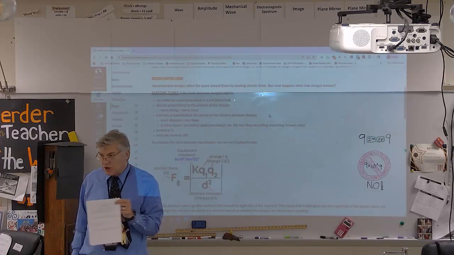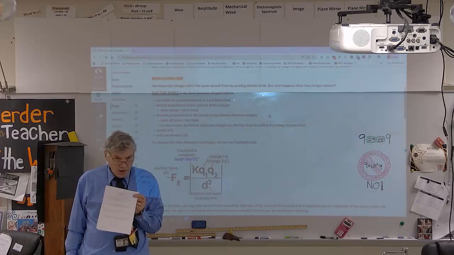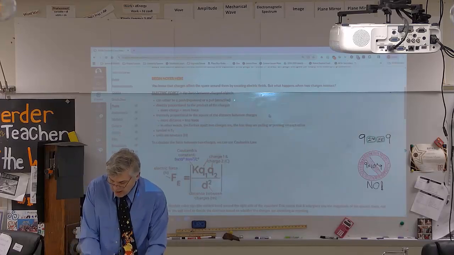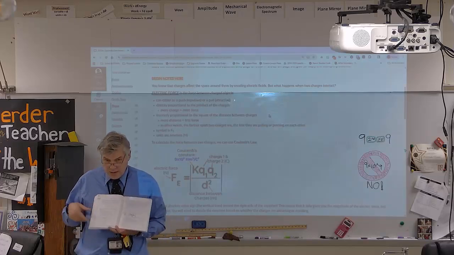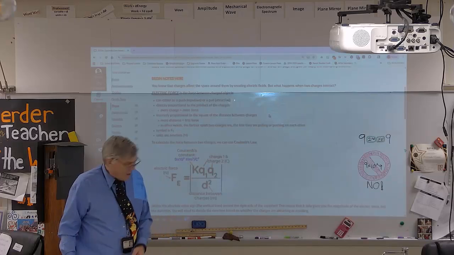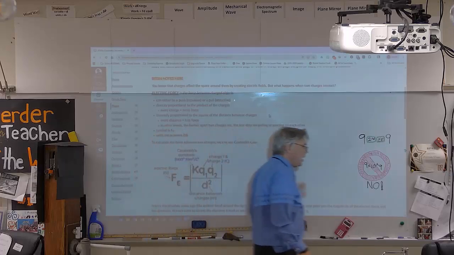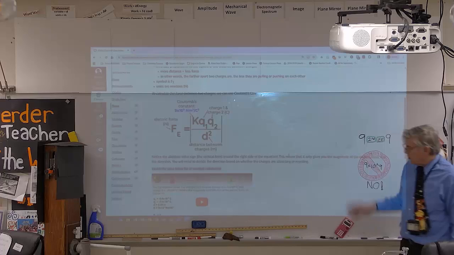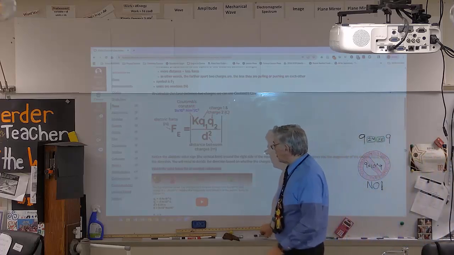On the worksheet, you're going to show all of your work along with your units. Okay? So make sure that you're showing your work and your units. So that means do it here too. Now before we start, I wanted to show you a couple of things about this equation in particular.